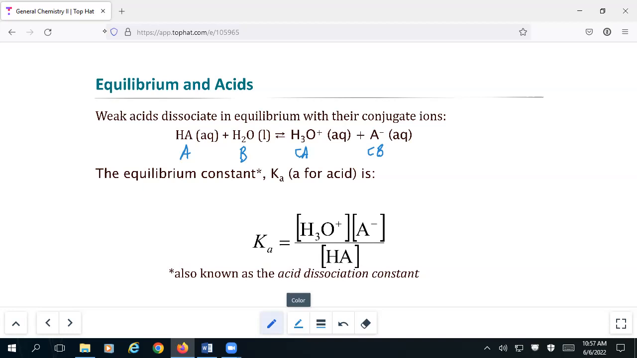But because water is the solvent in this case and does not change in concentration, notice that it is not part of the equilibrium constant here, which means that our Ka value will almost always look like this: hydronium ion multiplied by the conjugate base ion concentration, divided by the concentration of the weak acid, whatever it is.